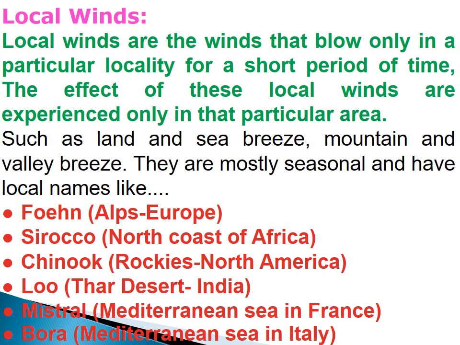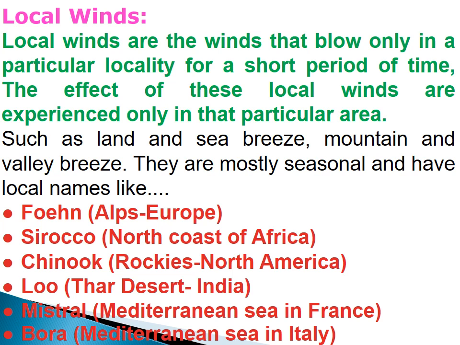They are mostly seasonal and have local names, like in Europe, the Alps, it is called Fohn. Okay, and in the north coast of Africa, Sirocco. And in North America, the Rockies, Chinook. In India, Thar Desert, Lu. And in the Mediterranean Sea in France, it is called Mistral.